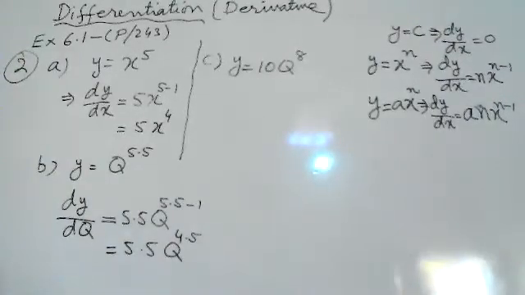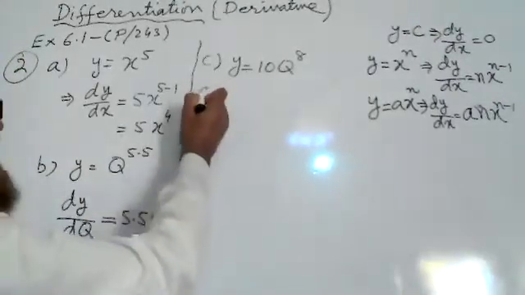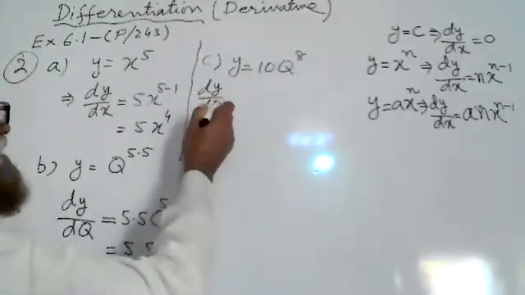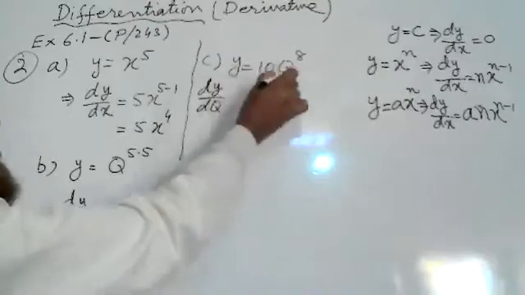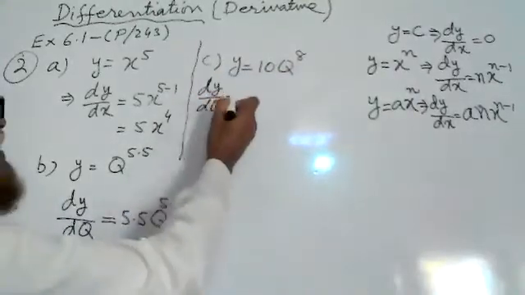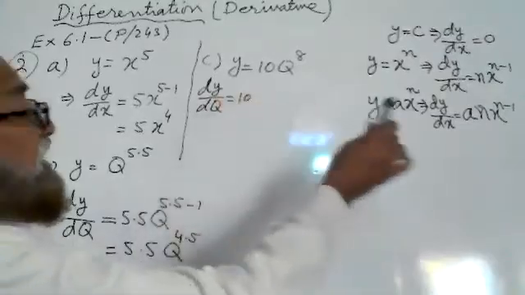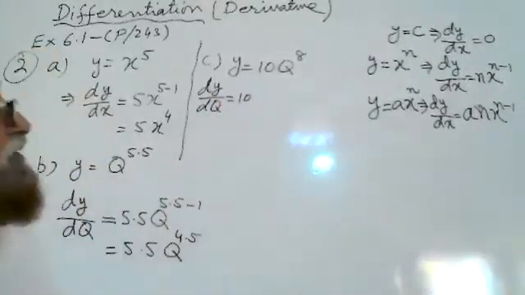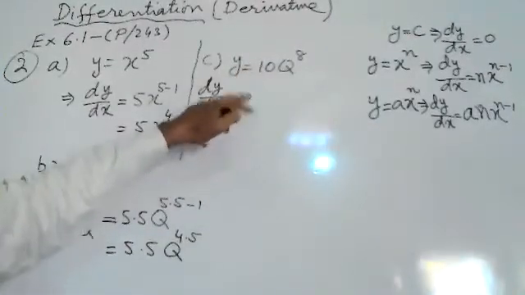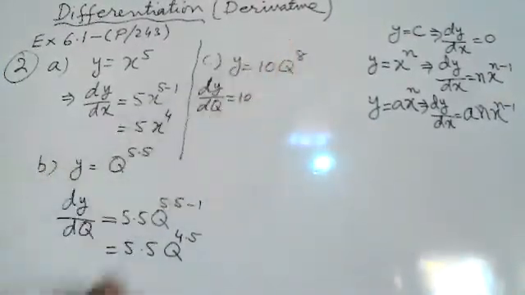So derivative of y with respect to q, dy upon dq, not dx. Y depends upon q. So dy upon dq is equal to 10 is constant. We will use the second formula, ax raised to power n. It will become a. The 10 will remain as it is into the derivative of q raised to power 8.